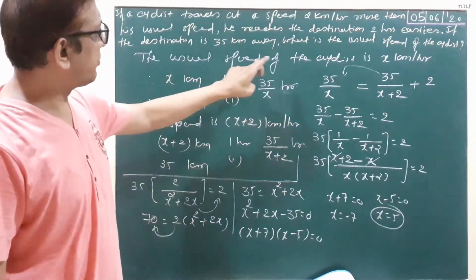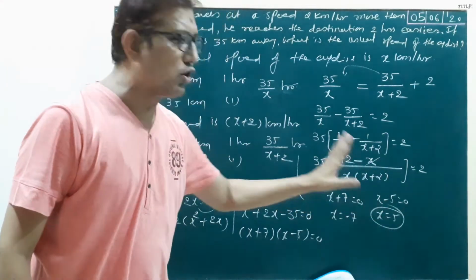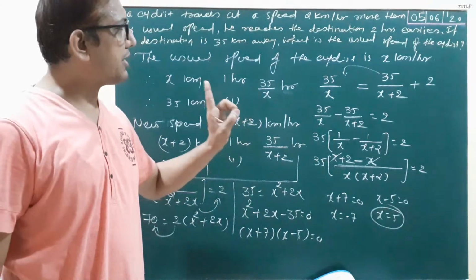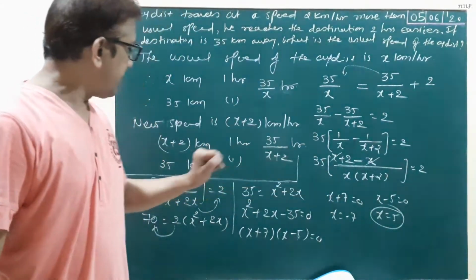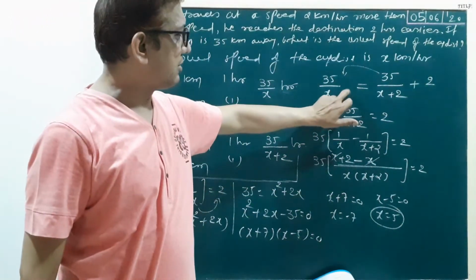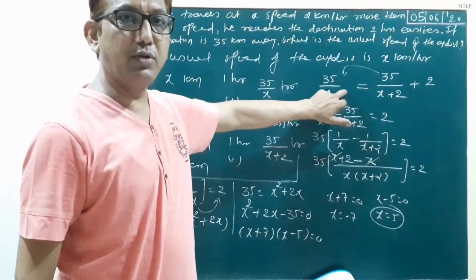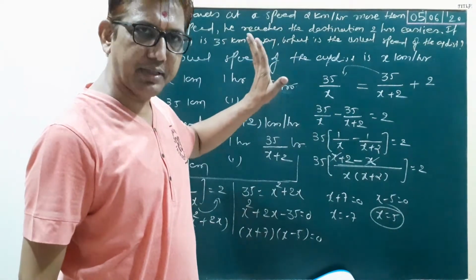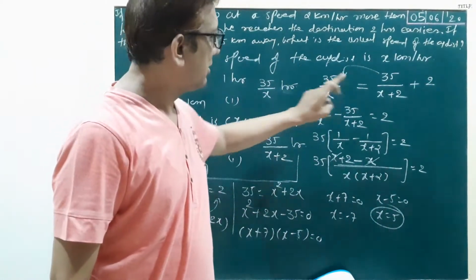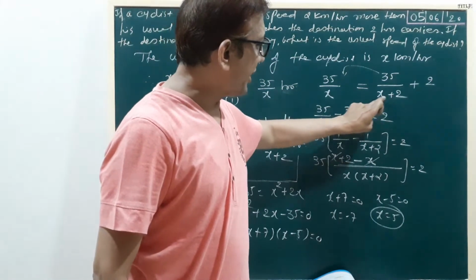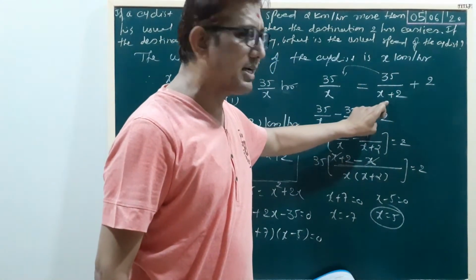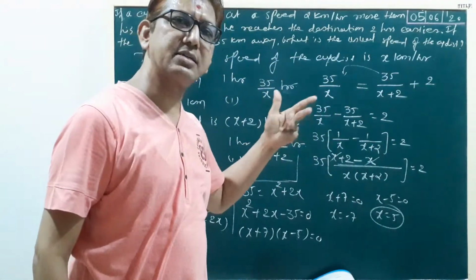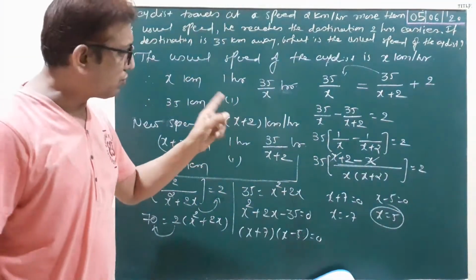The usual speed of the cycle is 5 km per hour. You can put it here and verify also. 35 divided by 5, answer 7, that is the LHS. Here put 5 plus 2 is 7, 35 divided by 7, answer is 5 plus 2 is 7. LHS and RHS answers are equal. Is that clear? Did you understand?